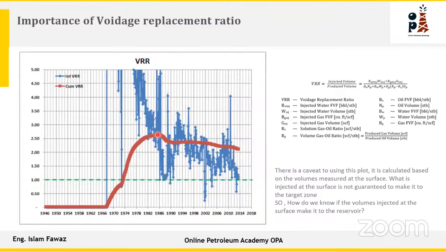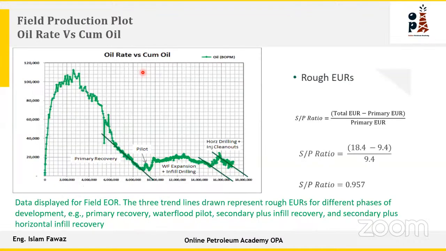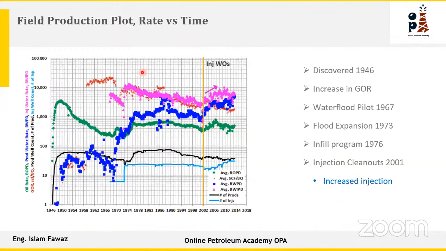Another point when you are designing is whether your pressure is maintained or not. This was the objective of VRR and the cumulative voidage replacement ratio. What do we mean by VRR? This is the injection volume divided by the produced volume, and it is to keep your water flooding healthy. As you can see, at the beginning we injected with a high VRR of about 5, which led to premature water breakthrough. Once you lower the VRR here, the first one shows premature water breakthrough due to over-injection of the field.